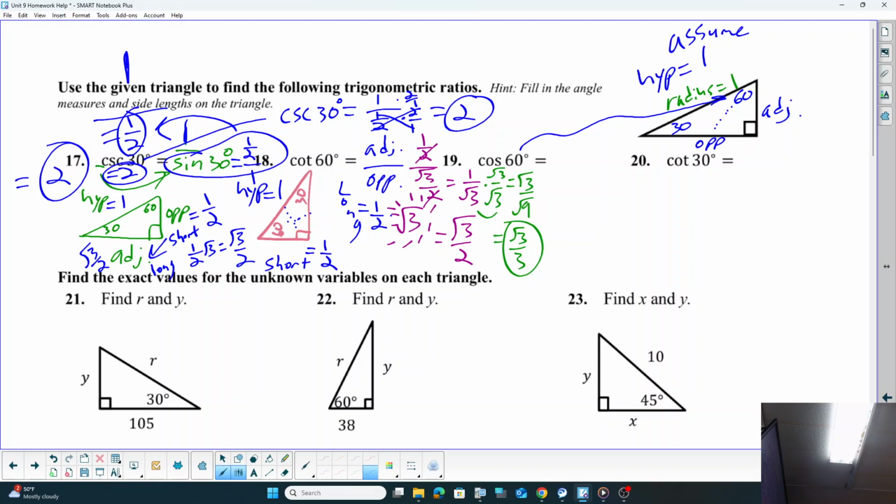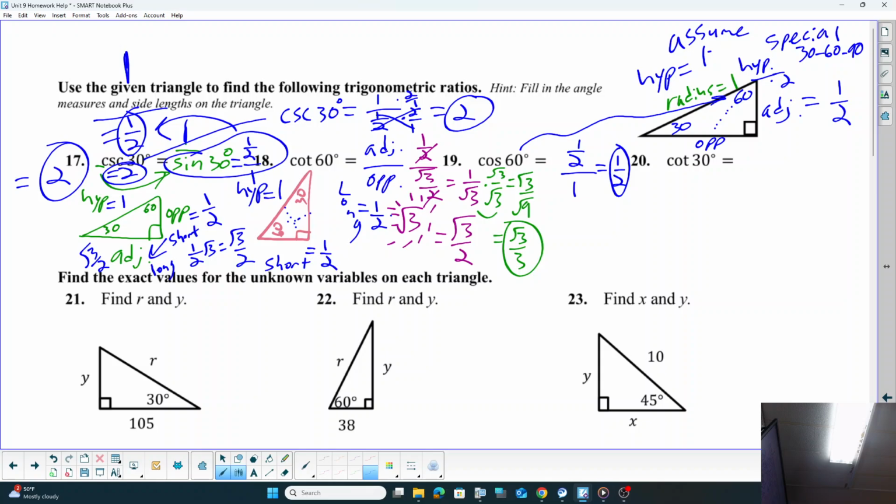So now we want to find cosine of 60 degrees. So that's just adjacent over hypotenuse. And since this is a 30, 60, 90 special triangle, you take the hypotenuse and divide it by 2. So that's 1 divided by 2, which is just 1/2. And so now we have the adjacent and the hypotenuse. So adjacent from 60 degrees is going to be 1/2, over the hypotenuse, which is just 1. So it should just be 1/2.